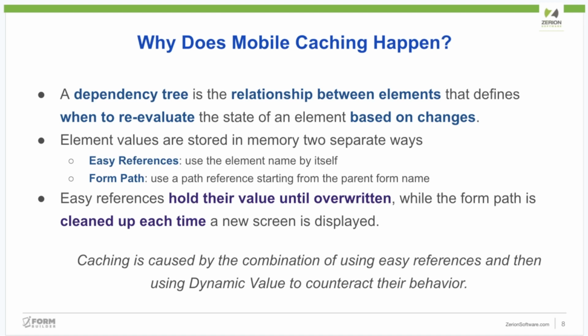Now, with those two primary ways of accessing your elements, it's important to understand the differences in their behaviors. And this is really driving down towards the root of the mobile caching behavior. Easy references are going to hold their value until they're overwritten. What that means is, for example, when I enter in first name, if I'm using just the easy reference for first name, that value does not get changed until I enter in a new value, presumably in another record.